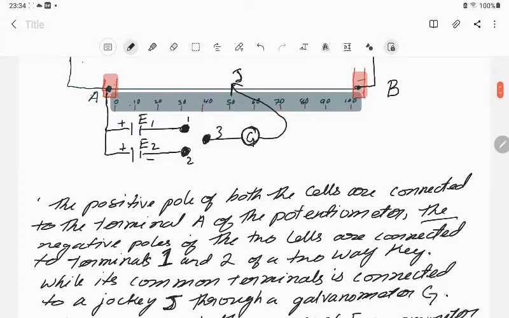Why we are using a galvanometer: it is an electrical device used to see the direction of current. That means it is used to indicate whether the current is flowing or not. If it deflects, then the current is flowing. If it does not deflect, then current is not flowing.